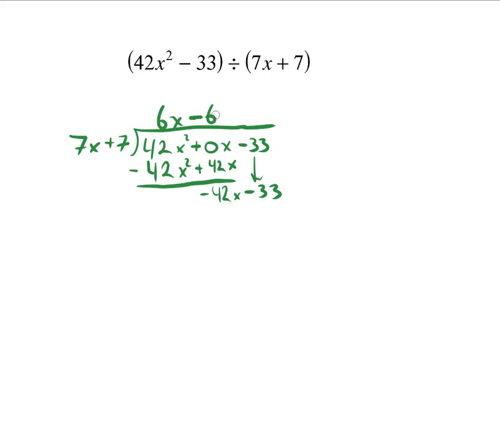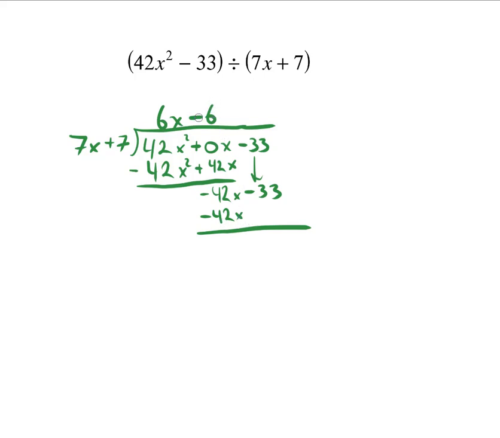Make sure you get them right. So in this case, negative 6 times 7 is going to give me that negative 42x. And I don't need another x because I already have an x here. And this is only x to the first degree. So I'm going to take and make it negative 42x and subtract negative 42x.